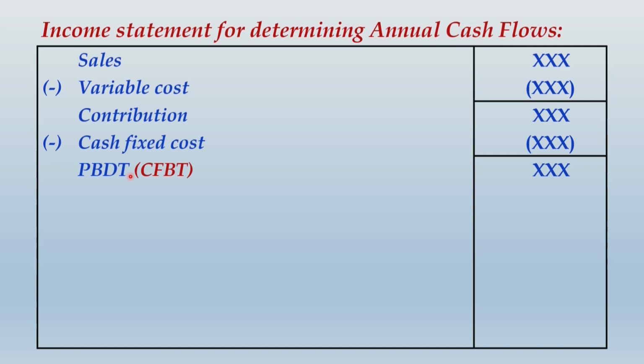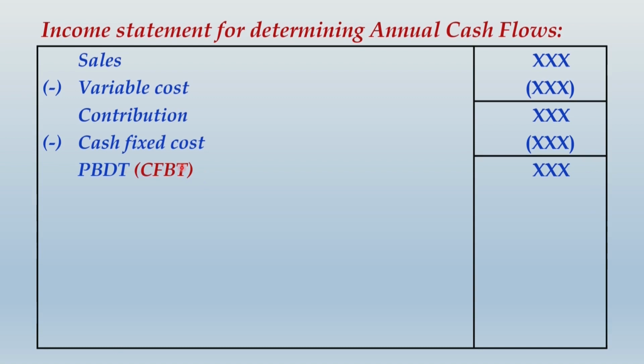So logically, from sales when we subtracted variable cost, we arrive at contribution. Then we are subtracting cash fixed cost, means all fixed cost other than depreciation and amortization. So the profit that we get will be profit before depreciation and amortization, or we can say profit before depreciation. But because we have yet to subtract tax, we will call this profit before depreciation and tax.